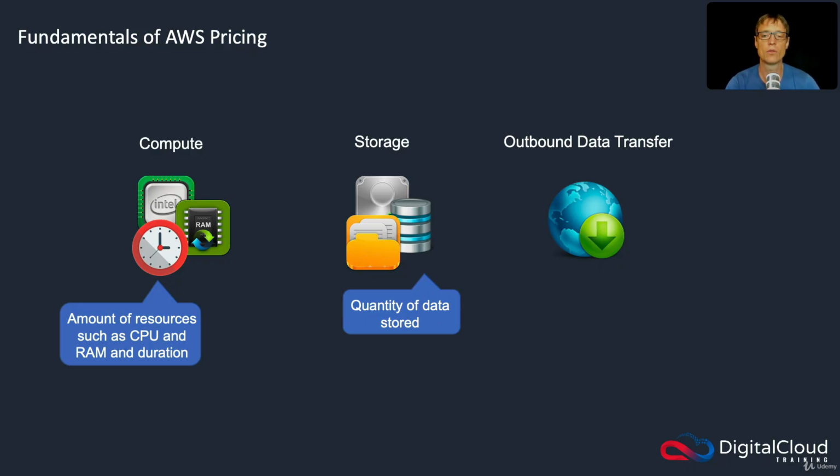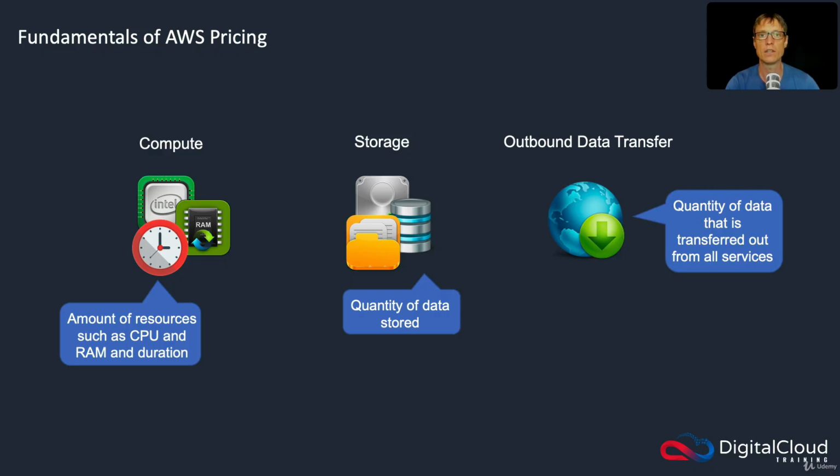The third fundamental of AWS pricing is data that is sent outbound. So let's say that you upload data to AWS. You might have a large volume of data and you upload that data to AWS. Maybe you put it in the Amazon S3 service, which is the object storage system on AWS. Now, you don't pay for uploading your data to AWS. There's no charge. That's inbound data.